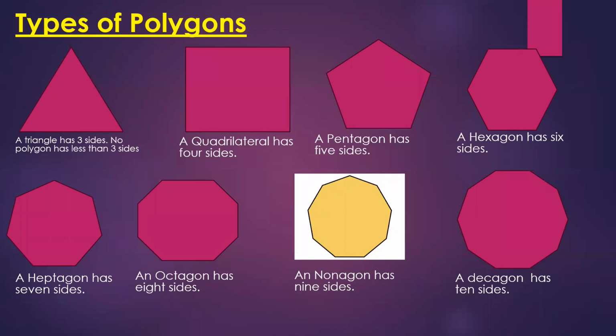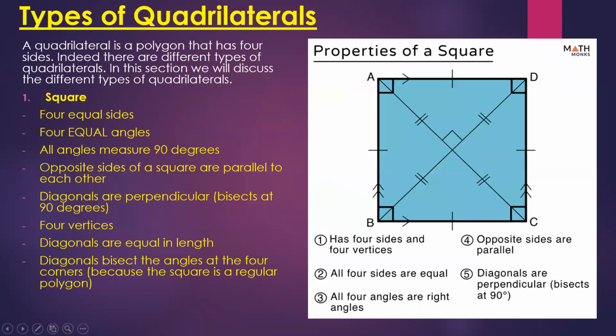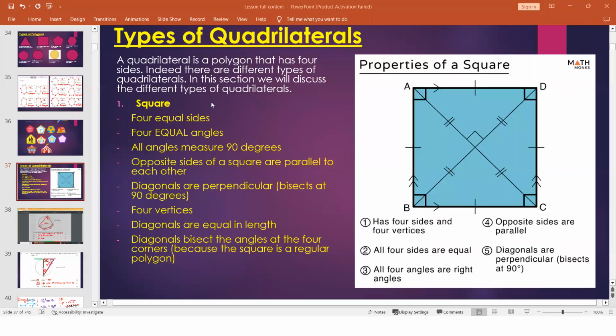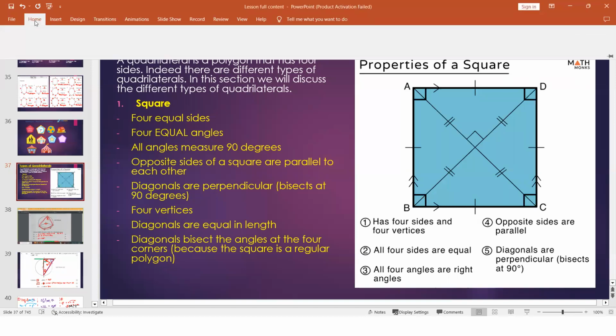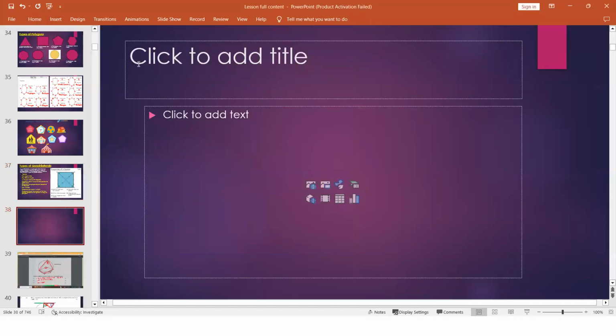All right, so let's continue. Today, and also yesterday, we looked at the different types of quadrilaterals. We first started off with the square. I just want to put into writing what we started off yesterday.